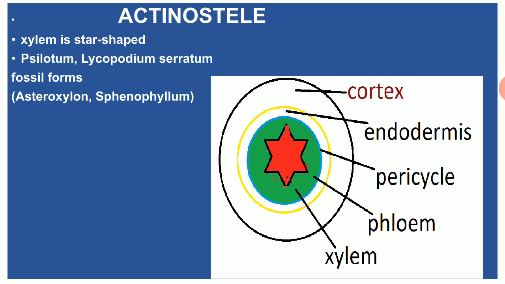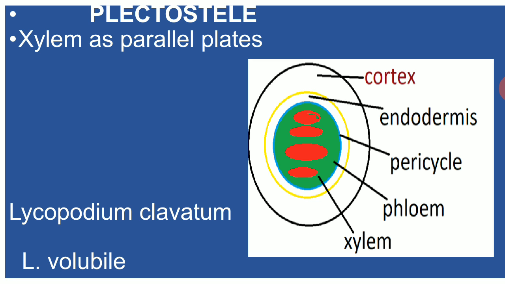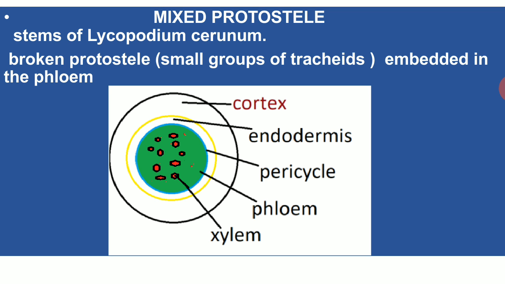Actinostele is characterised by the presence of a star-shaped xylem. Examples: Psilotum, Lycopodium serratum, and some fossil forms like Asteroxylon and Sphenophyllum. Actinostele is a modified type of haplostele. Plectostele is characterised by parallel plates of xylem surrounded by phloem. Lycopodium clavatum and Lycopodium volubile are examples of plectostele. Mixed protostele: the stem of Lycopodium serratum has mixed protostele, a broken protostele, which is a group of tracheids embedded in the phloem.